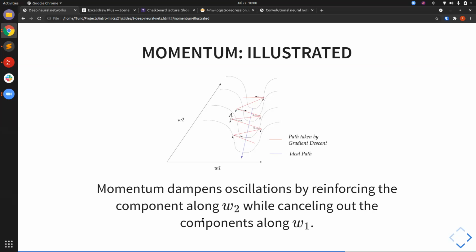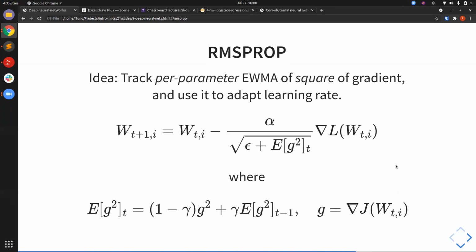Now, there are some other families of optimizers that are more interested in the magnitude of the gradient. So one of these is called RMSprop. What this does is it tracks a per-parameter estimate of the square of the gradient. So basically the magnitude of the gradient, but it's per feature. Okay. And it adapts the learning rate per feature.